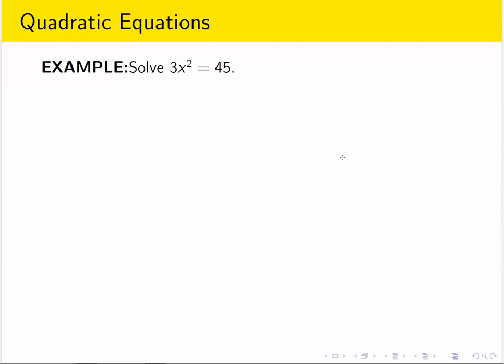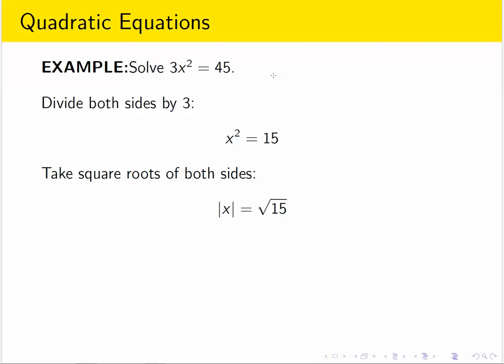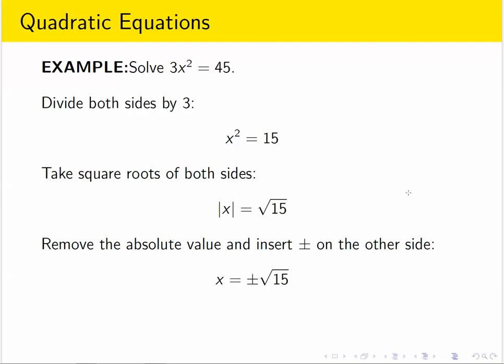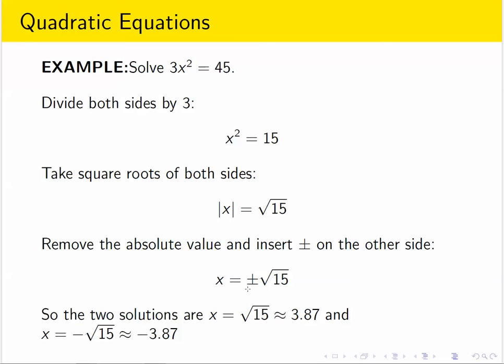Let's take another example real quick. 3x squared equals 45. So I'll divide both sides by 3, take the square root of both sides and simplify. We already saw the square root of x squared gives us the absolute value of x. Now, the square root of 15, we're not really going to be able to simplify that except with a decimal approximation. So let's just leave it as square root of 15 for now. When we remove the absolute value signs, we insert a plus or minus on the other side of the equation here. So there are two solutions. x equals square root of 15, which we can plug into a calculator and get approximately 3.87, or x equals negative square root of 15, which is approximately negative 3.87.